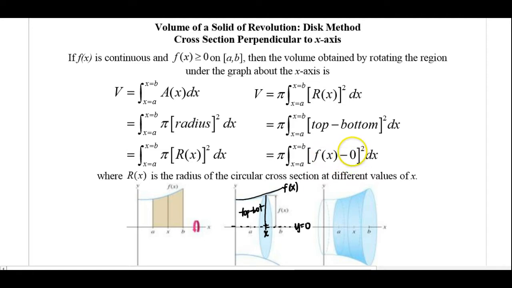So if the bottom function is the x-axis, the x-axis is y equals 0 as a function, so that's why the bottom function is merely 0. But we'll see an example of the bottom function being a different function than y equals 0, and that changes things just a bit. So r of x is the radius of the circular cross-section at different values of x. So this is really sort of a special case of areas with known cross-sections.